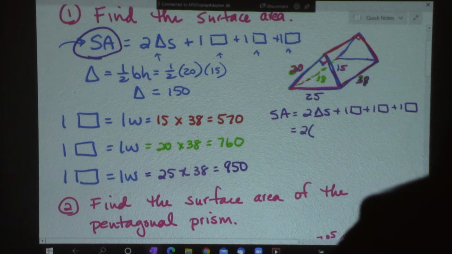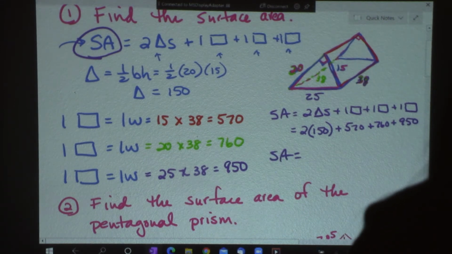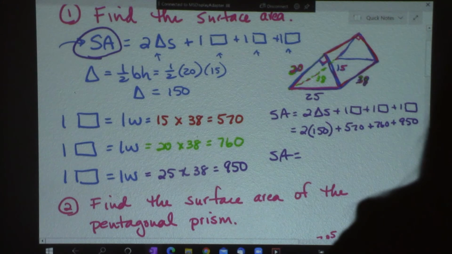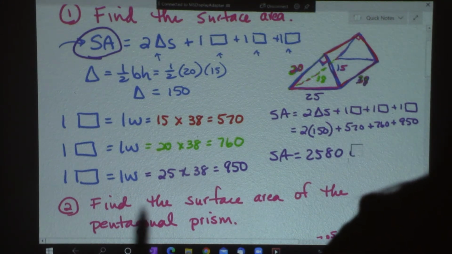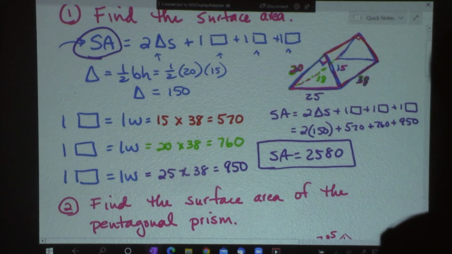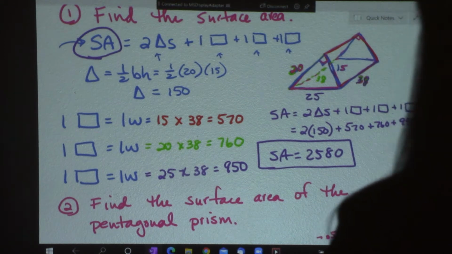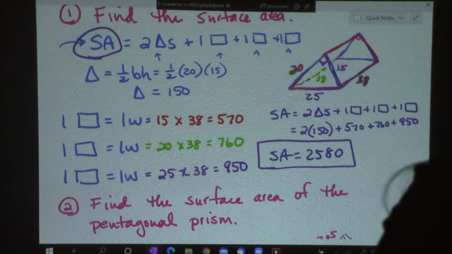So I'm going to have 2 triangles, which are 150, and then each of my rectangles. And my surface area, when I add it all together, is 2,580. Okay? So that is the surface area of that rectangular prism. Okay, again, pause it if I'm going too fast. Otherwise, I'm just going to keep going.